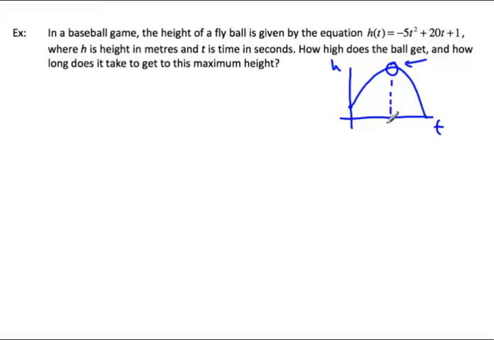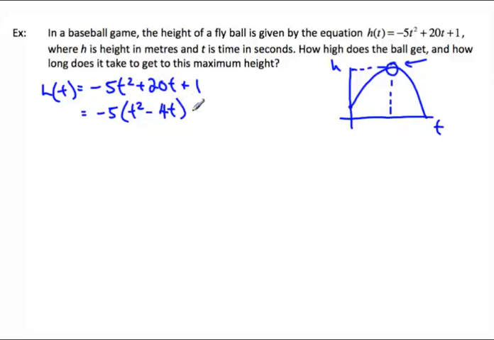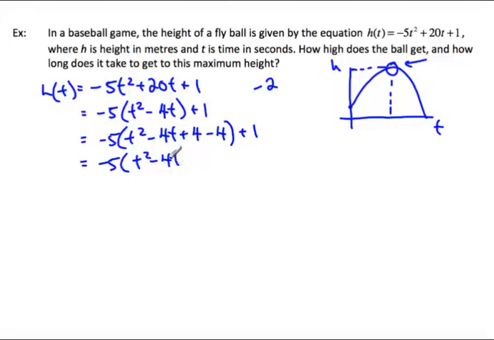How long does it take along this axis to get to this point? And on this axis, how high is that point? So let's do this one by completing the square. h(t) is equal to -5t squared plus 20t plus 1. We factor out the -5. And then we look for the number that is half of -4, that's -2. I'm going to write it there, square it, and put it back, and then subtract it back off. So we get -4t, -2 squared is plus 4, then we have to subtract that back off, -4, and we leave the 1 outside.